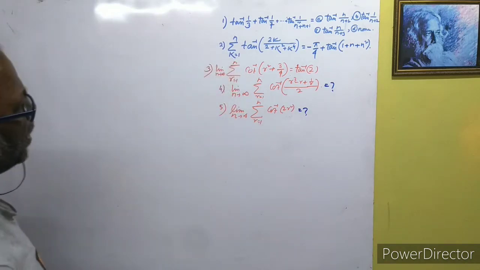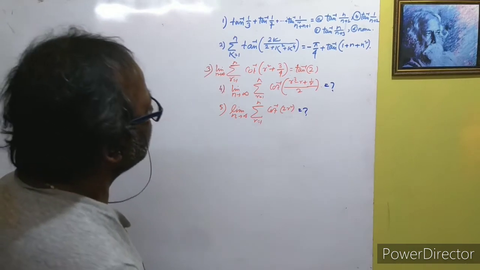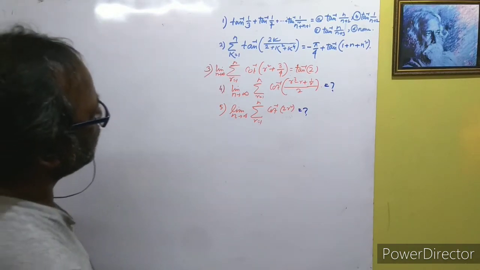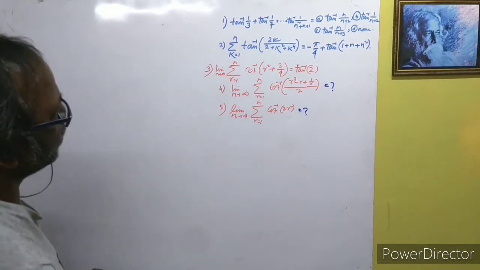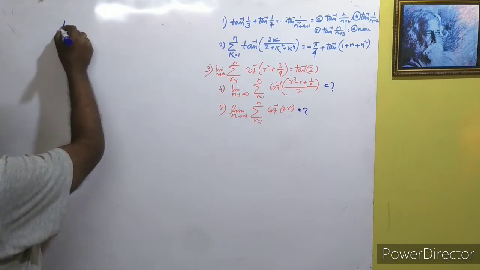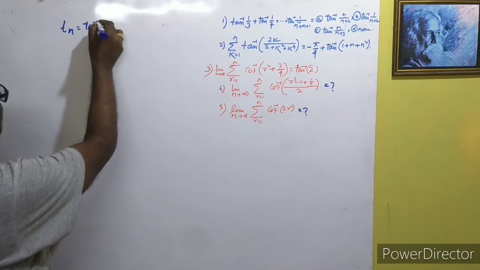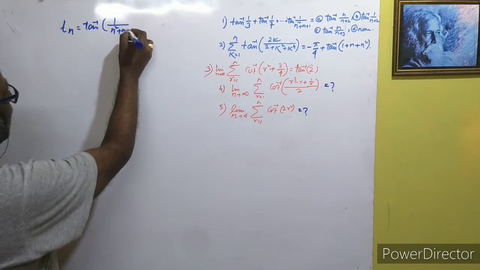That is tan inverse 1/3, tan inverse 1/7, and tan inverse 1 by n square plus n plus 1. So this is the nth term. This is the more useful term for question number 1. So let us assume this is Tn, therefore tan inverse of 1 by n square plus n plus 1.